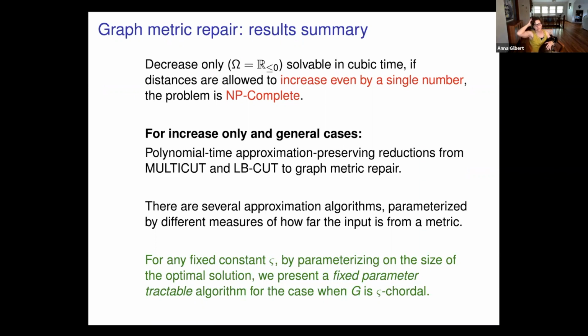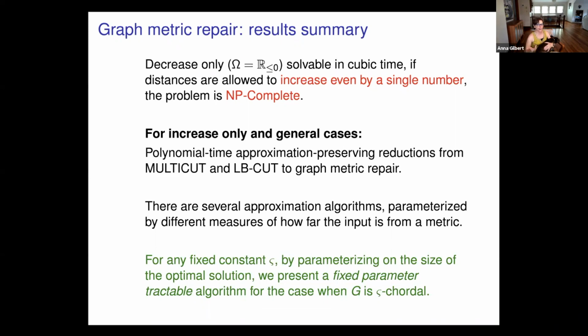So we also have an interesting result which says that if your graph is C-chordal, in other words, if you can come up with chords in the graph, if you can cut out cycles, and that number is a constant, so it's like some kind of regularity of the graph, then you can come up with a fixed parameter tractable algorithm for solving increase-only metric repair in the general case, where the running time of the algorithm depends on this parameter that governs the chordality of the graph.